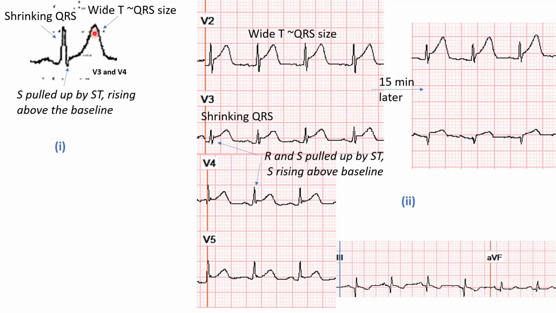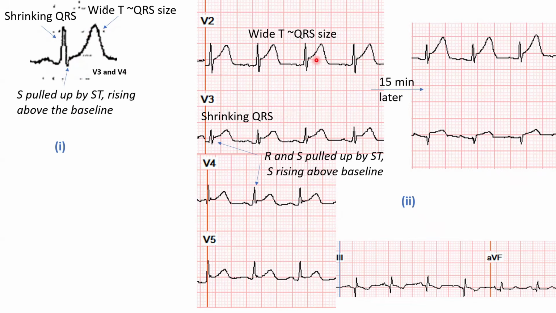It's not more than 10 millimeters, but it is approximating the QRS size, and the QRS is shrinking. That size mismatch is indicative of STEMI. Then I mentioned that S being pulled up by the ST. So when you have a STEMI, the QRS shrinks and the S wave gets pulled up by the ST segment so much that the S wave rises above the baseline and is no longer called an S wave, but I still like to call it an S that is being pulled above the baseline. This is very suggestive of STEMI.